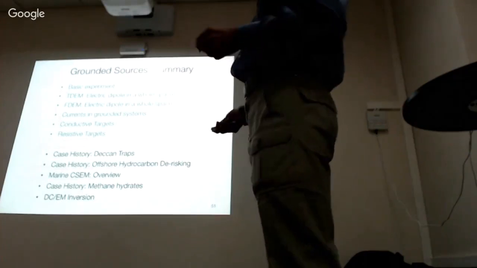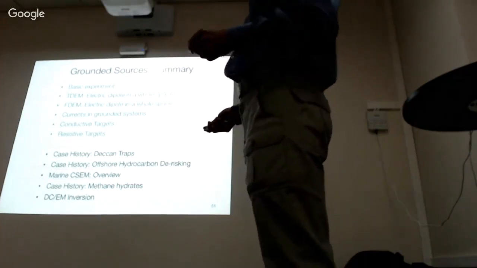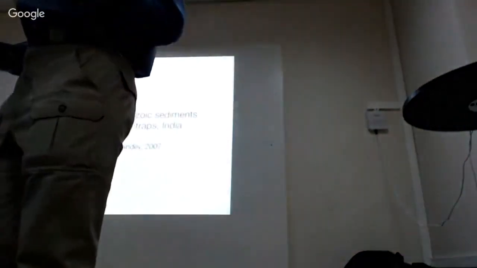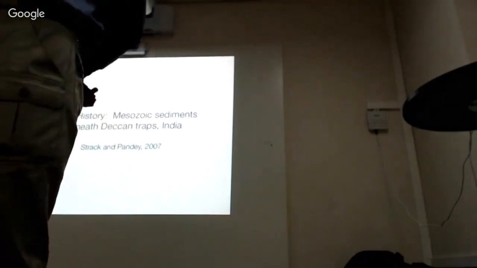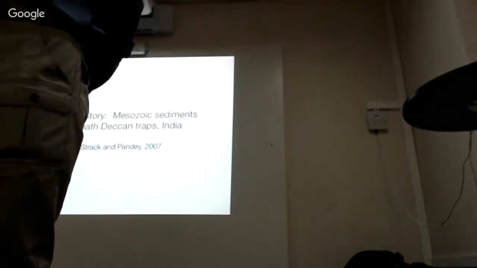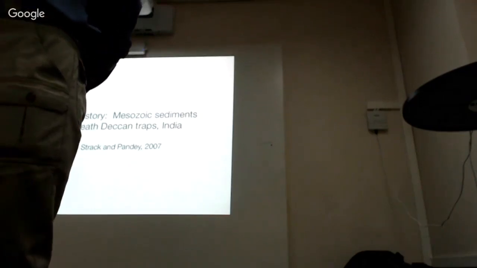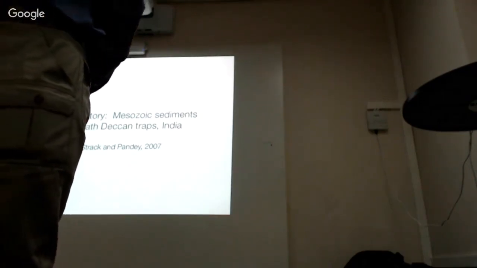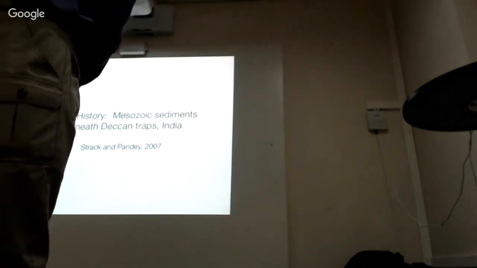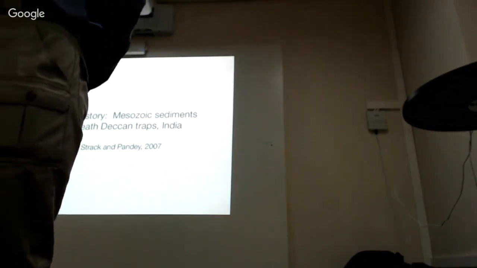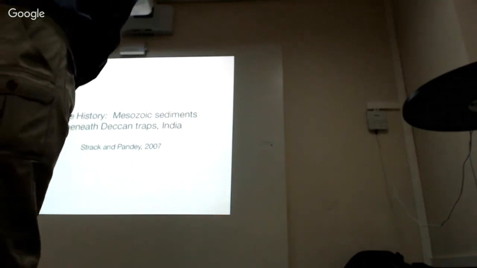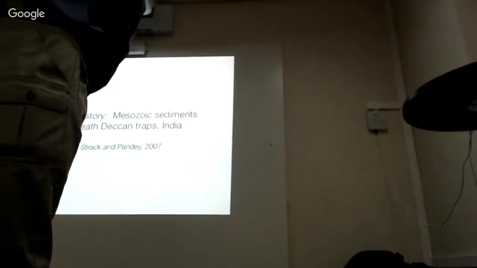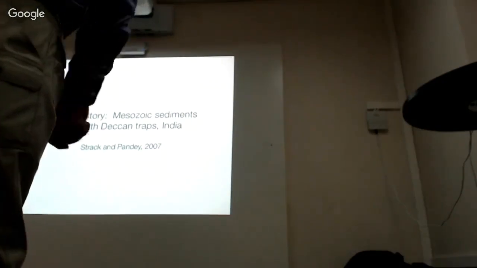So let's do a case history. How many people have heard of the Deccan Traps? Okay, and in what context? Massive flood basalts associated maybe with a mass extinction event. Do you know anything about them, like how long they went on for, or about what time? Well, they're at the KT boundary, and I don't know how long they went on, but they're pretty thick and extensive. Anybody else got additional information about them?